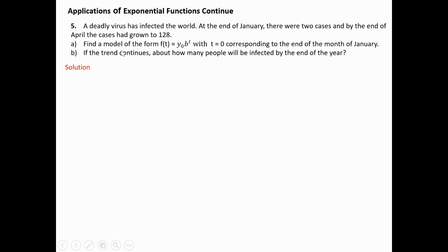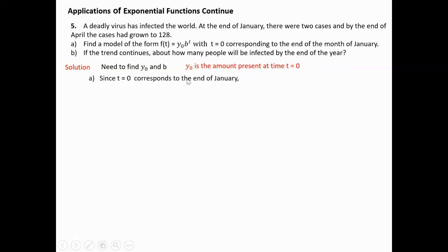So now, what's my solution then? Here we go, guys. We need to find y naught and b, and then plug them in, and that'll be my formula. So here's what we have to know. Y naught is the amount present at time equals 0. Remember in the previous example I told you that the y naught, or the initial value, is when t equals 0. Since t equals 0 corresponds to the end of January, my y naught, my initial value, will be 2, because the problem says at the end of January there were 2 cases. So my y naught equals 2.